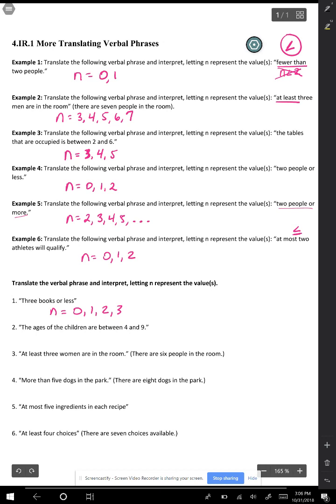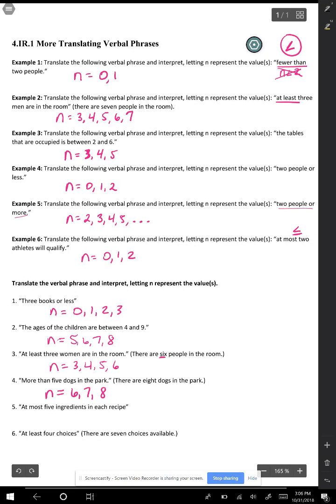The ages of the children are between 4 and 9. So the children could be 5, 6, 7, or 8. At least 3 women are in the room, and there are 6 people total. So at least 3 means 3 or more. We could have 3, 4, 5, or 6. We have to stop at 6 because that's all the people in the room. More than 5 dogs in the park, and there are 8 dogs in the park. So more than 5 would be 6, 7, or 8.